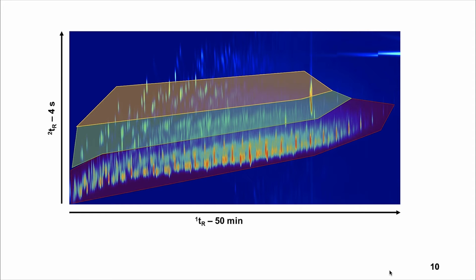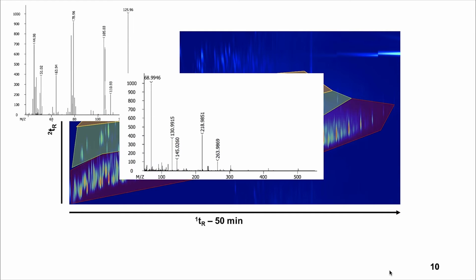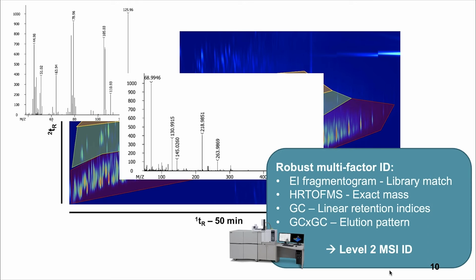So for most of this omics application, we use multidimensional chromatography just because we have an enormous separation resolution and we have identification criteria. Multidimensional chromatography offers you two dimensions of chromatographic separation in addition to mass spec identification, which can be high resolution mass spec. So at the end of the day, you have a multi-factor identification of compounds with electron ionization fragmentogram that you can screen with the NIST that gives you a good starting point.